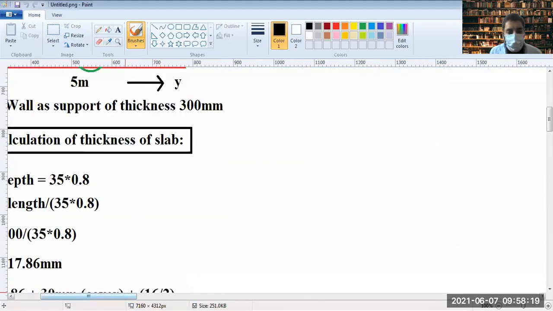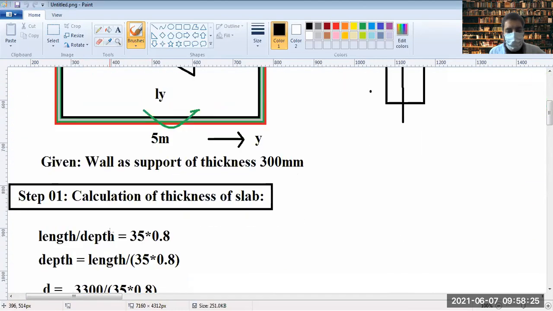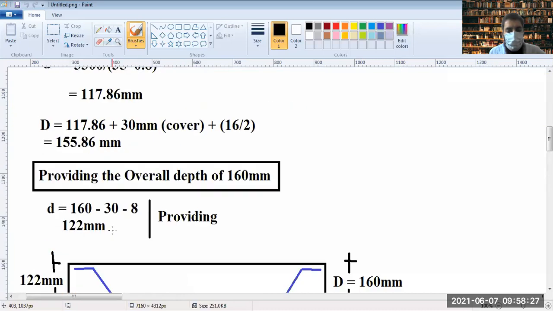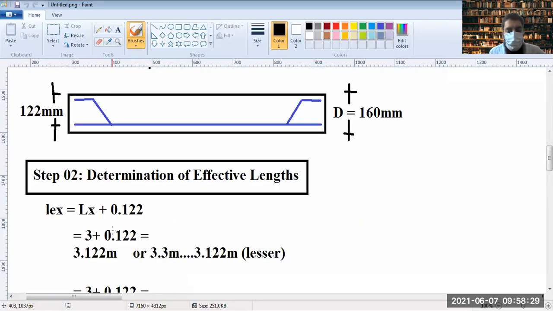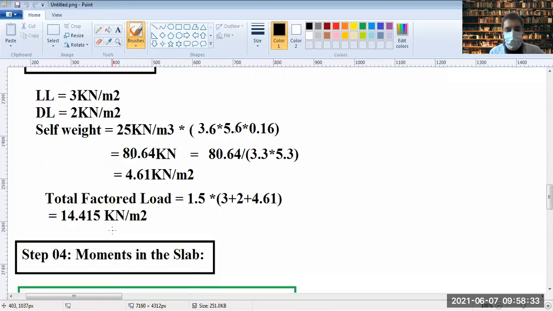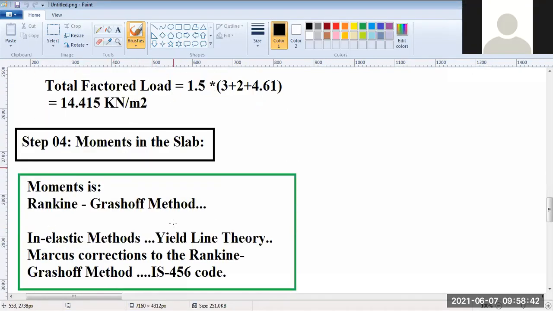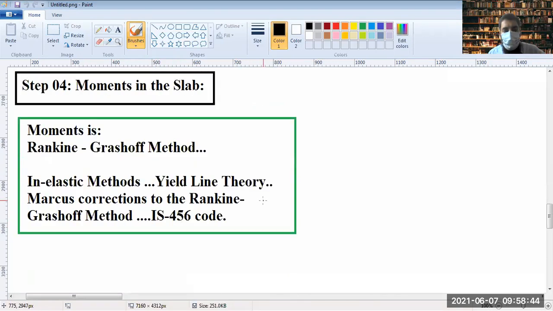In the last lecture we were taking up the design of a two-way slab for a given load. This is the question that was given to you. We calculated the thickness of the slab, determined the effective length, and calculated the loadings. Then we were at the step of determining the moments in the slab.